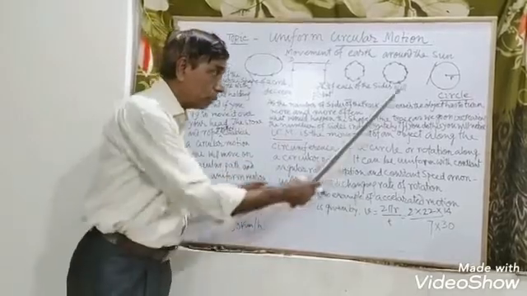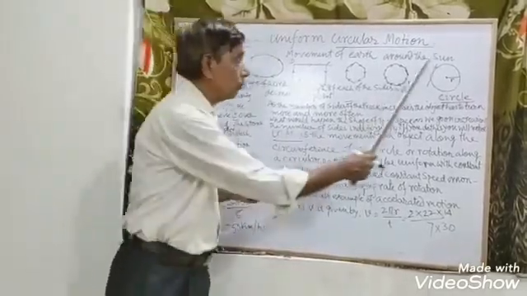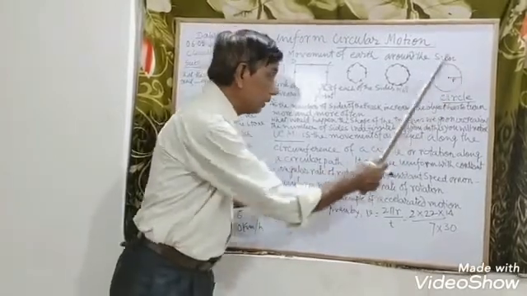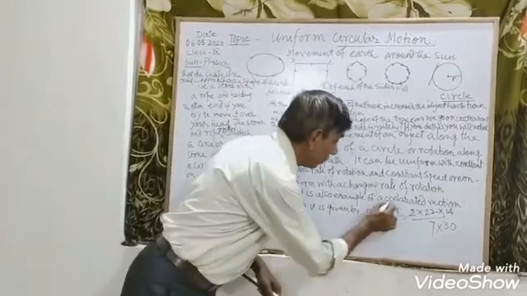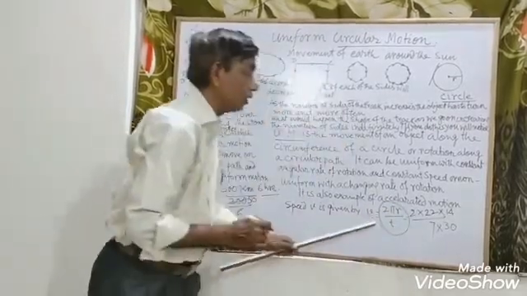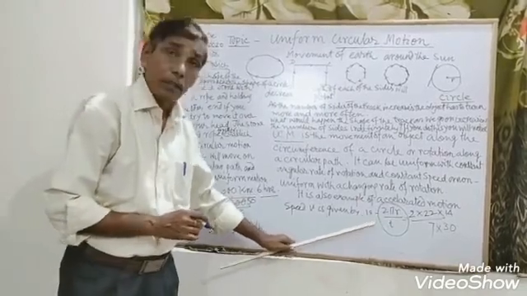And to find out the speed at which the object is moving on the circular path, this is the formula: v is equal to 2 pi r divided by t. And with the help of this formula, we shall find out the velocity or the speed of the object.